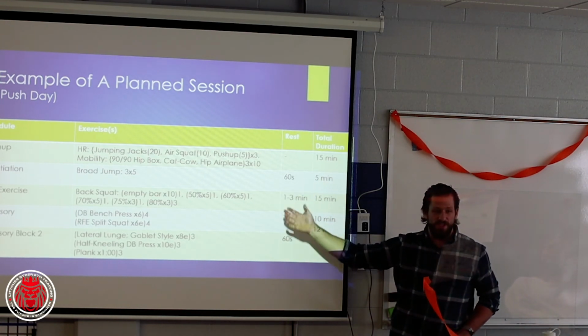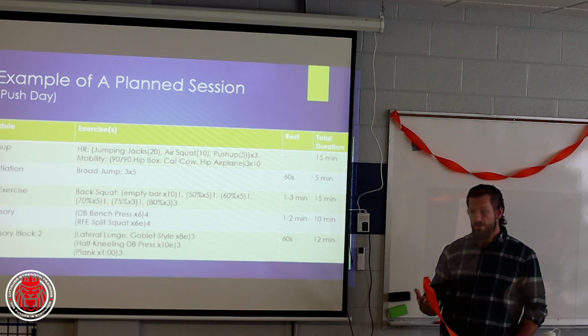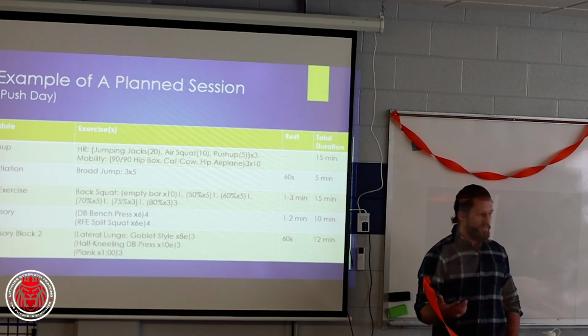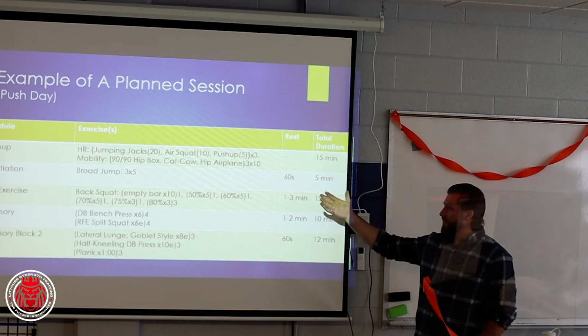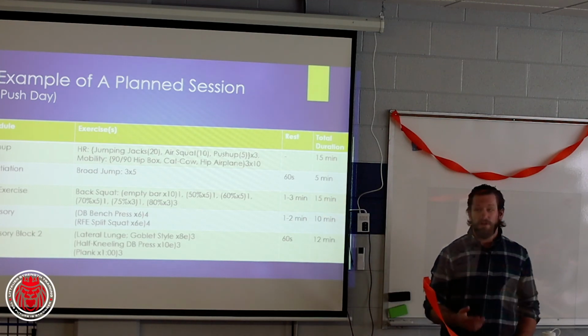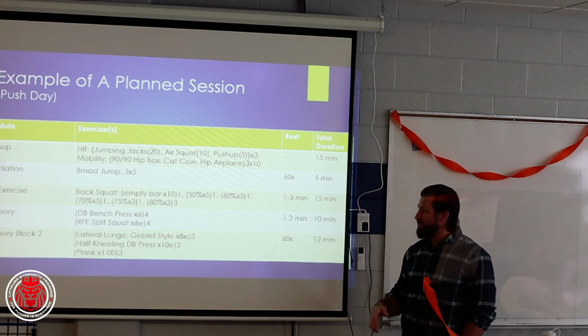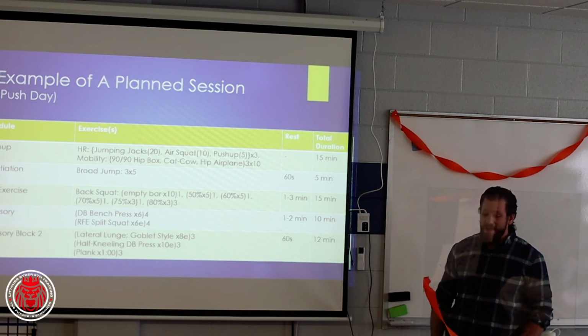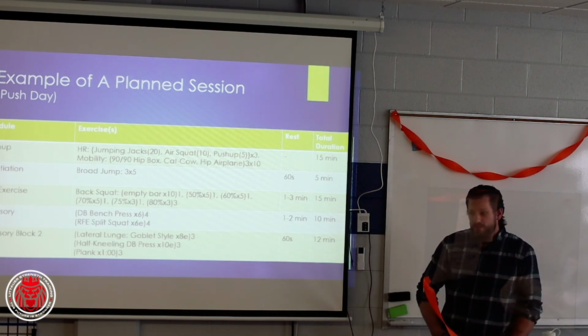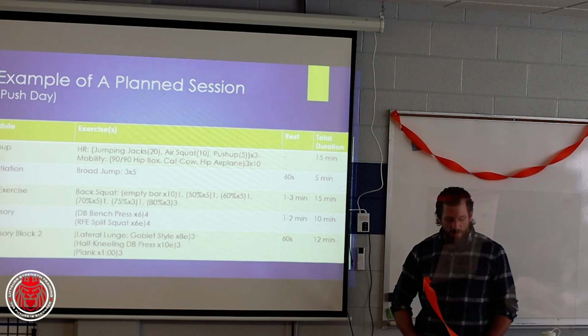Then I've got my potentiation, so trying to prime the nervous system, get it going, right? So broad jump, just jumping out as far as you can. Resting 60 seconds. So we're trying to just get power going, just trying to get the body ready to produce some force. Main exercise, squat, right? Pretty simple. But notice something.